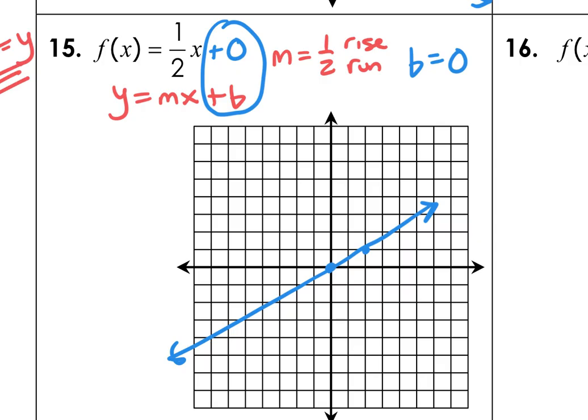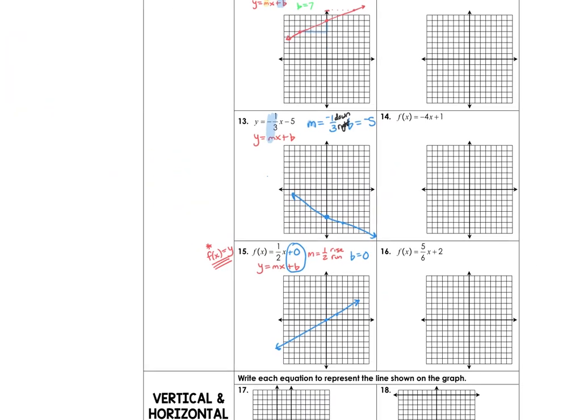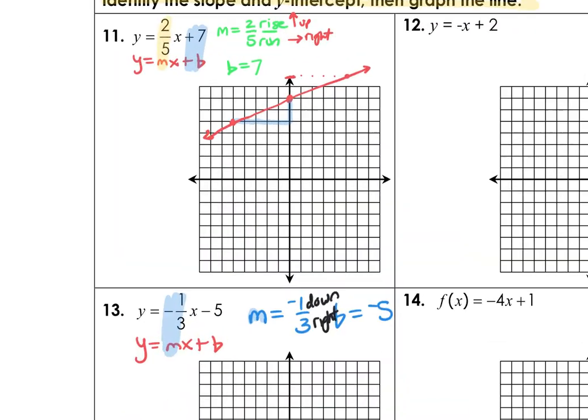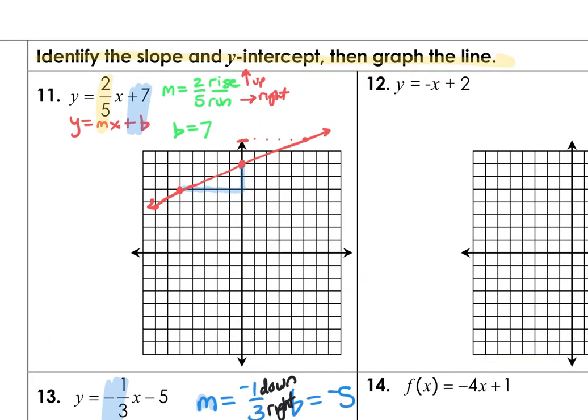Okay. You guys take a moment, and I want you to do the even ones for me. Try 12, 14, and 16. Don't forget, too, each one of these wants you to identify the slope and the y-intercept.